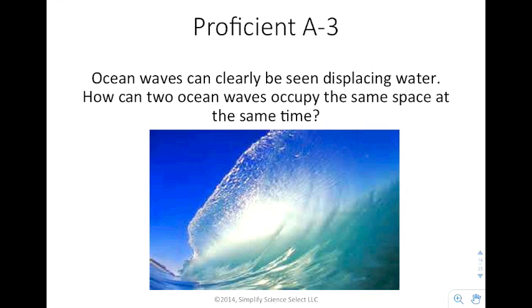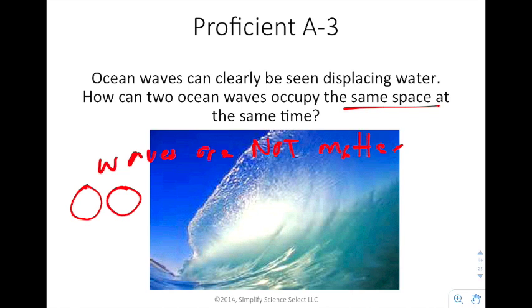It says ocean waves can clearly be seen displacing water. It says how can two ocean waves occupy the same space at the same time? And the reason why is because waves are not matter. If you have two objects, say two basketballs, those two basketballs cannot occupy the same space at the same time because they're matter. The atoms of the matter themselves get in the way where you can't make that happen. However, waves are not matter.